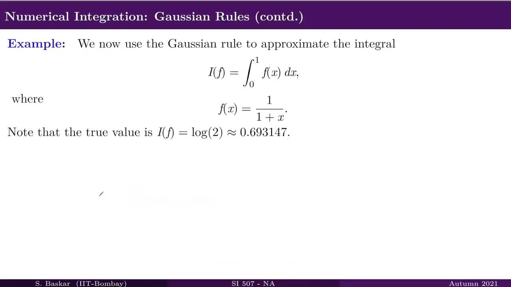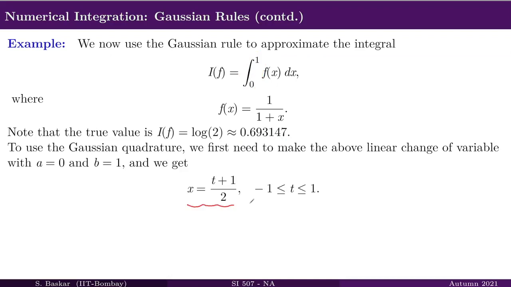Let us go back to our classical case of integrating the function f of x equal to 1 by 1 plus x in the interval 0 to 1. Remember, its exact value is 0.693147. And also remember that the integral is not over the interval -1 to 1. Therefore, you have to first put the change of variable and then apply the Gaussian rule. So the change of variable in this case is given by x equal to (t plus 1) by 2 for all t in -1 to 1.